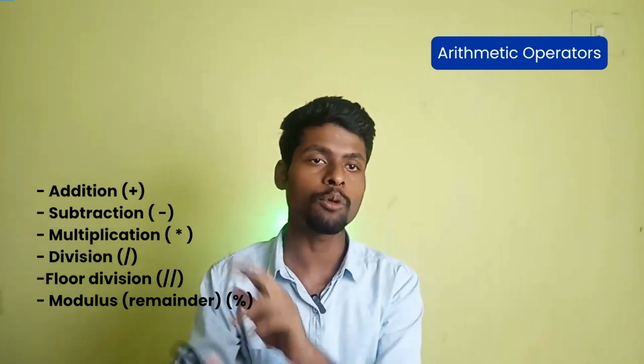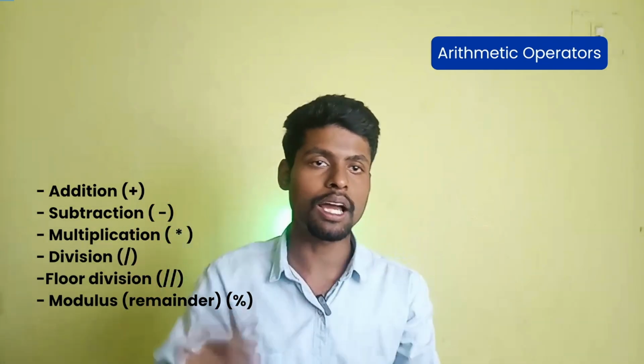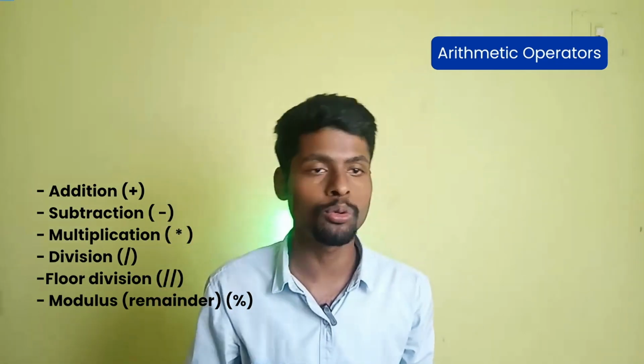First, I'm going to do an addition operation. To do an addition operation, we need two values. So first I am assigning two values to two variables, A and B. Let's write the code. A equals 10 and B equals 20. Now C equals A plus B, and within a print function I am printing C.